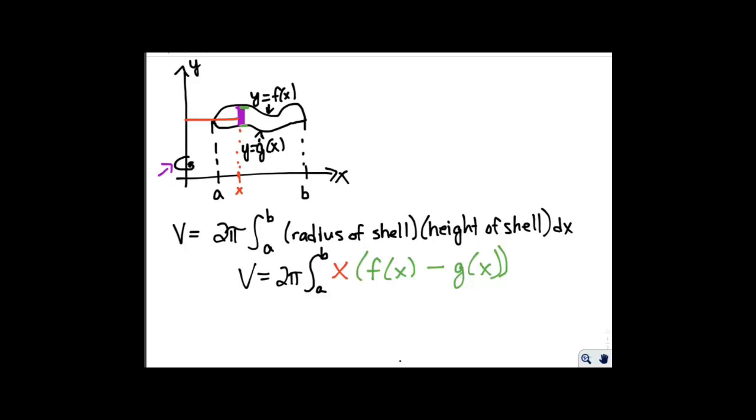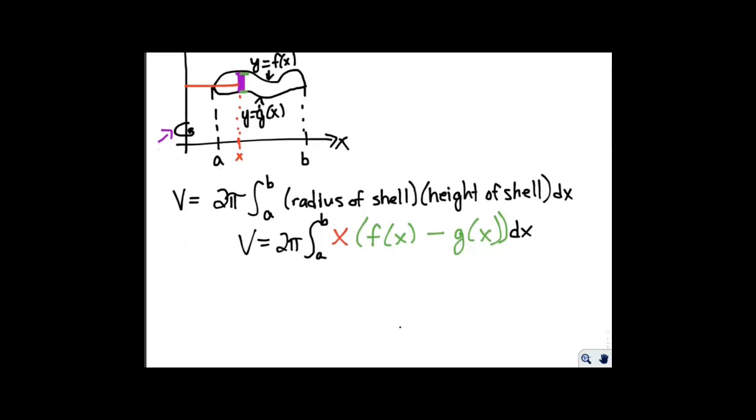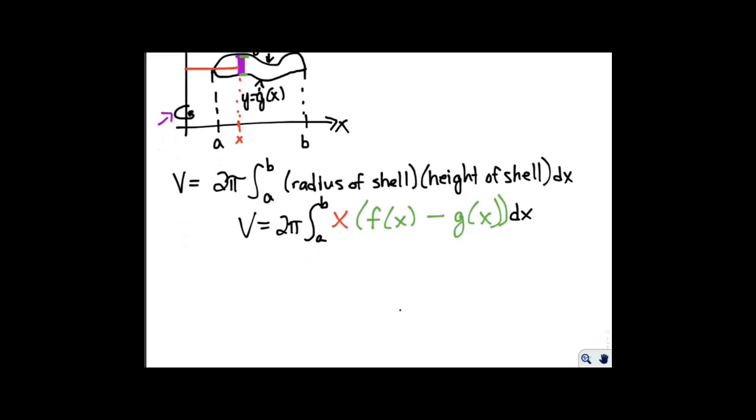Volume equals 2 pi times the integral from a to b of x times f of x minus g of x, and then I forgot the dx at the end. dx at the end. Okay, so that is how we find any volume using the shell method revolving around the y-axis. So let's do an example.